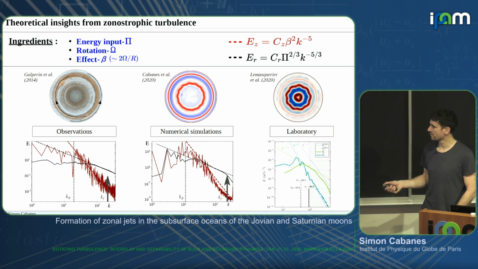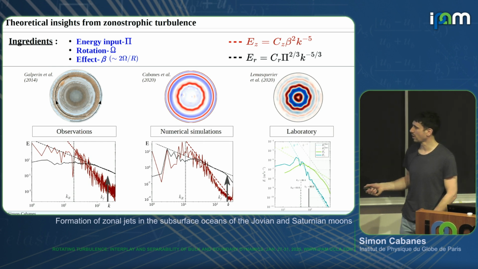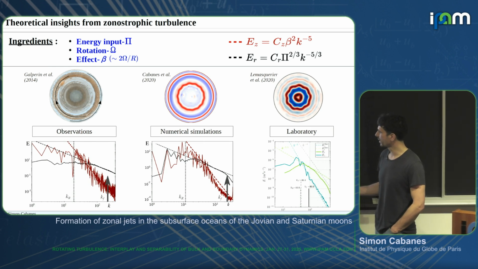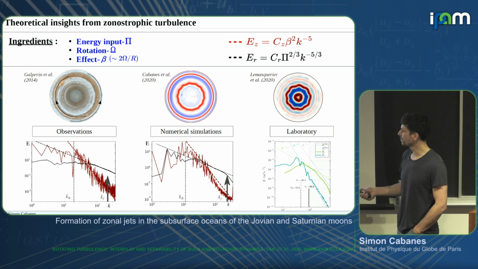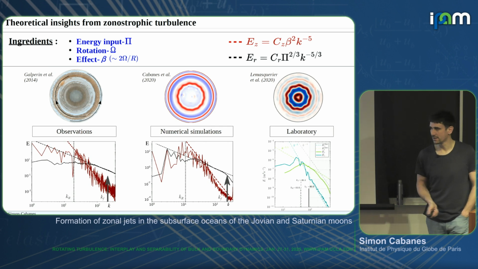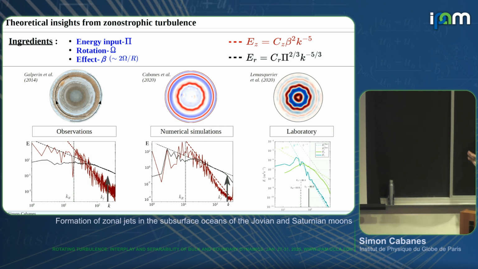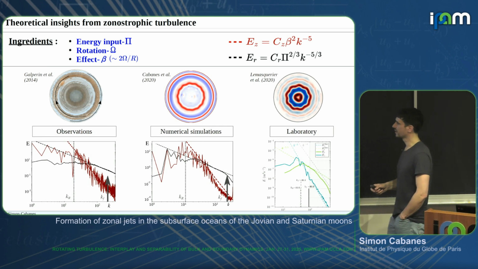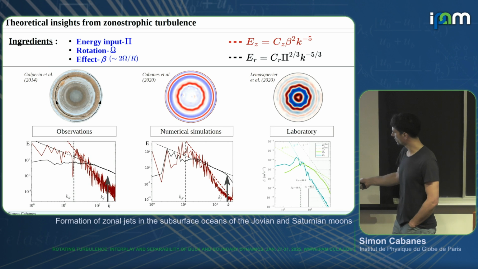And you can also retrieve this kinetic energy distribution quite well in the atmosphere of Saturn. And you can then estimate the typical turbulent mixing in the atmosphere of Saturn by estimating this pi value. And Daphne also designed a laboratory experiment which is very similar to the one I presented in the introduction. And she also retrieved very well this k to the minus 5 and k to the minus 5/3.